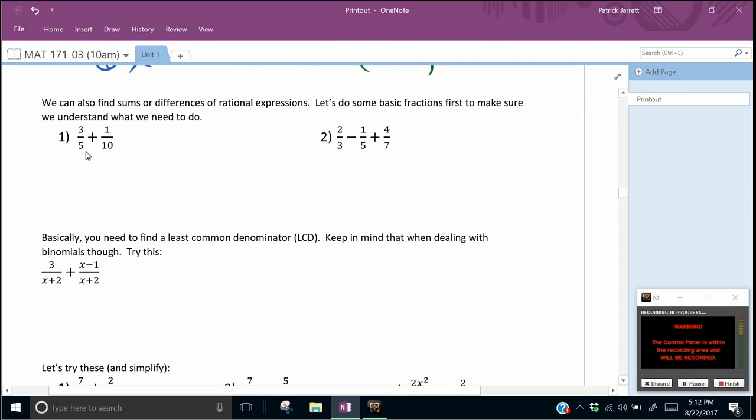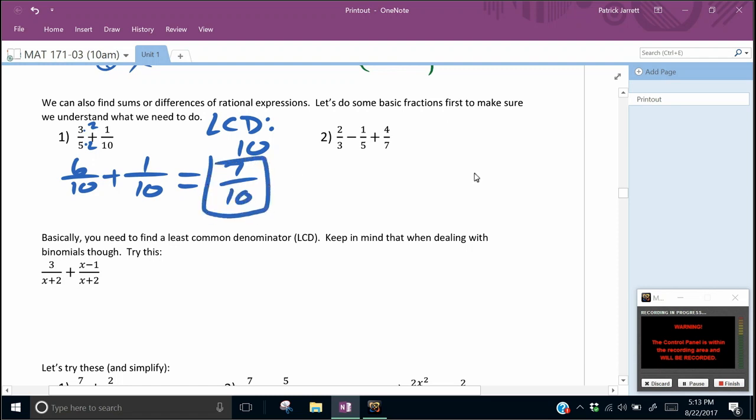So, I'm actually going to start very early on here. So the LCD, we need to figure out the LCD. The LCD, or least common denominator, will be 10. So my common denominator is already a 10 for the second fraction. I multiply the top and bottom by 2, so I have 6 over 10 plus 1 over 10 for a final answer of 7 over 10.